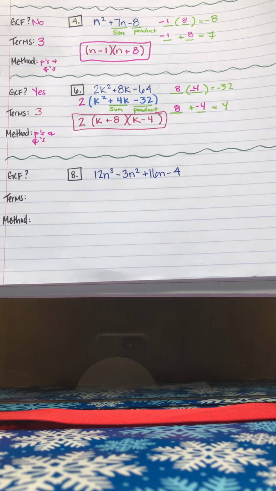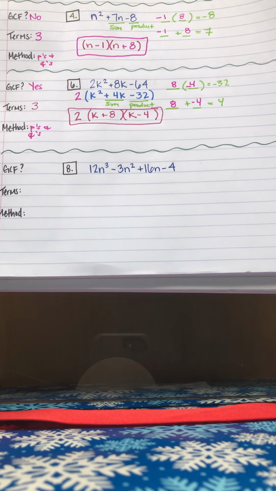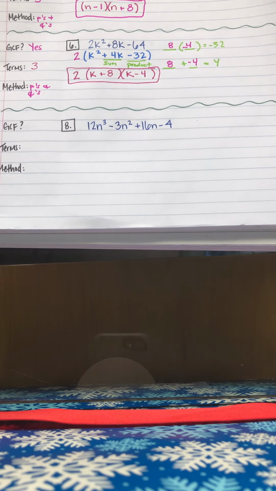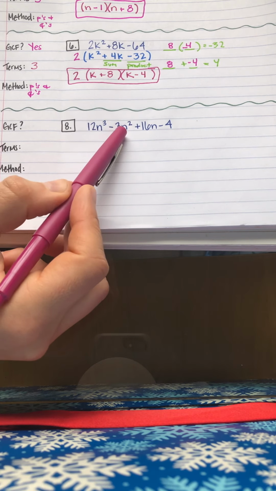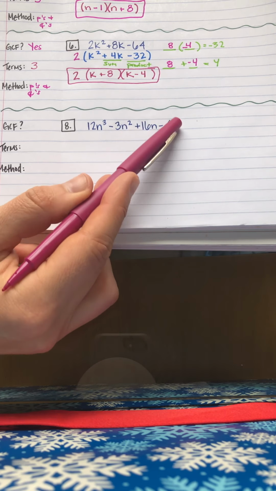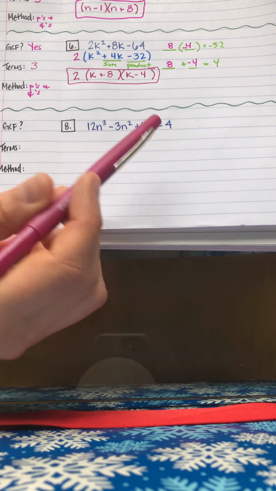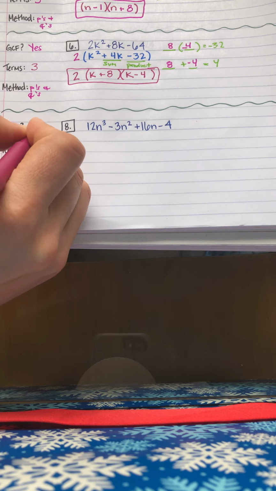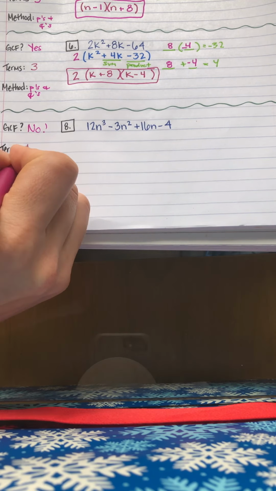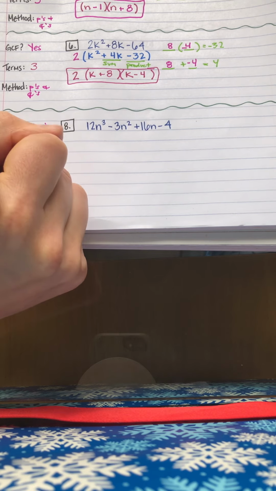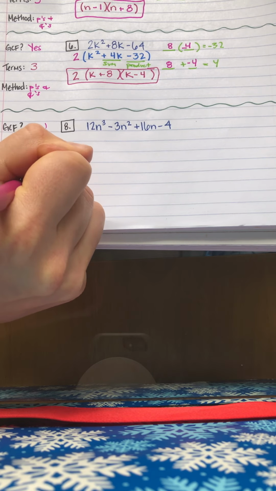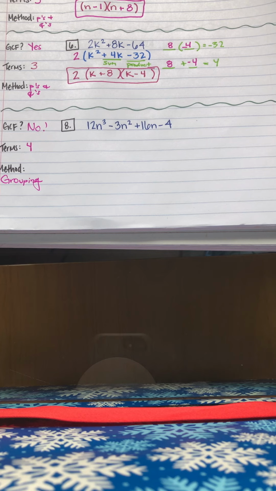Okay, our last one, number 8. This one should stand out because it's the only one that has 4 terms in it. First I ask myself, is there a GCF? There's definitely a GCF of the first 2 terms. There's definitely a GCF of the last 2 terms, but I don't see a GCF of all 4. 2 goes into these 3, but it doesn't go into this one. So no, there is no GCF here. How many terms is it? There are 4 terms, which means I automatically know that I'm going to do factor by grouping because there is no other way to factor a 4-termed polynomial that we know of.